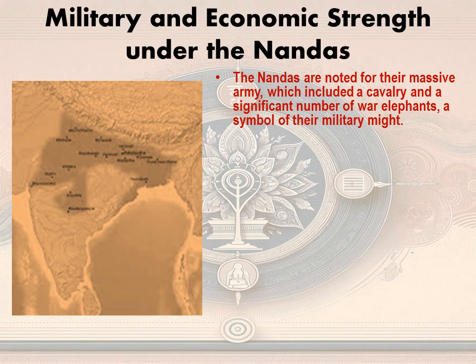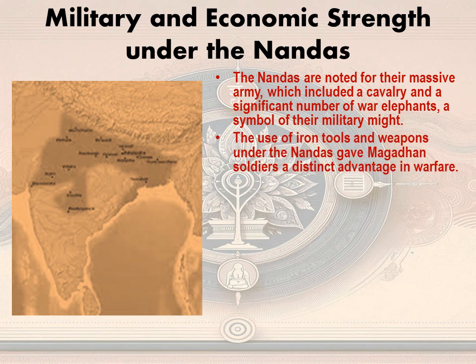So for the first time we find a very well organized army, a standing army in the Indian subcontinent, and this army had horses and a significant number of war elephants. So we come to understand that there was not only a single unit in the army, but it functioned with different kinds of regiments, of which the cavalry and war elephant regiments were very significant.